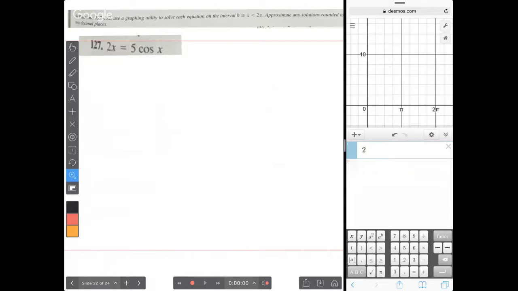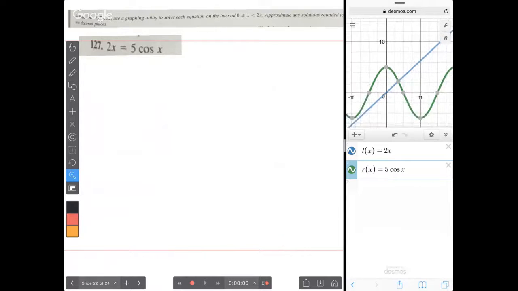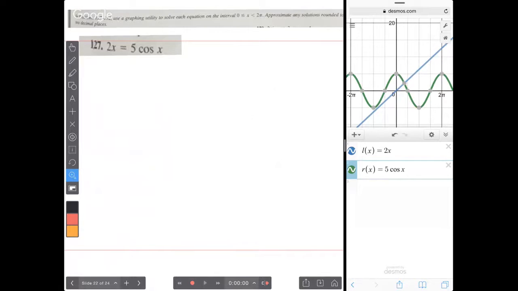We get left side function L of x, and it's 2x. And we got right side function R of x, and it equals 5 cosine x. And we just have to say where they meet. And there's only one spot where they meet. They meet right there, 1.11. Bam. X is approximately 1.11.